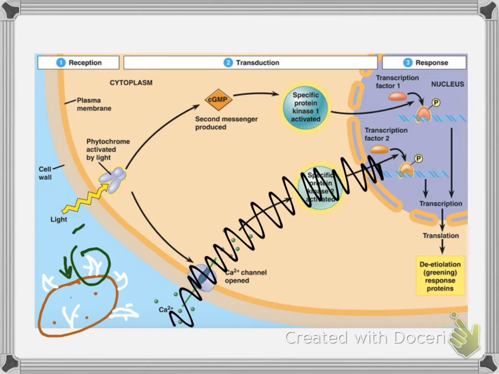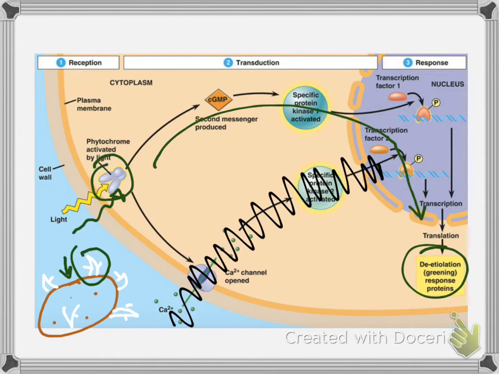So if light ever does end up hitting that potato, it's going to activate the phytochromes. That would be stage 1, reception. Then you're going to have stage 2, where you have signal transduction pathways. And in the end, what you're going to have happen is de-etiolation. This concept right here was etiolation, when you have those shoots growing. But if it reaches the light, de-etiolation takes place, and you're going to start greening the plant, and it's going to start making leaves to help it photosynthesize.